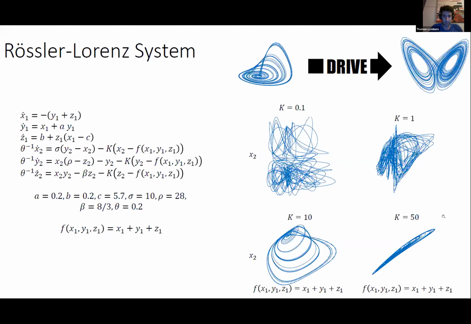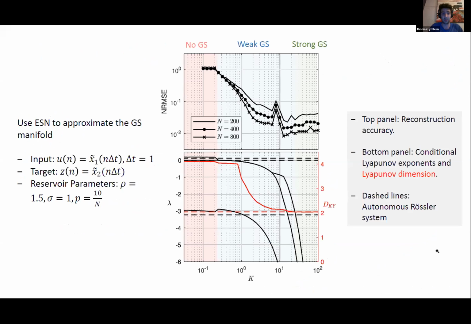All right, so let's throw a reservoir computer at this, to try and model this function. Over here we can see the different regimes. If we look at the bottom panel, we can see the conditional Lyapunov exponents, as well as the Lyapunov exponents of the drive system, as well as the dimension. If we look in this pink regime here, we see that there is a positive conditional Lyapunov exponent, and so we don't have GS.